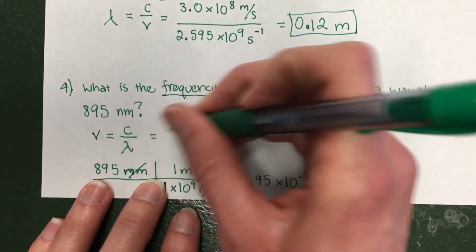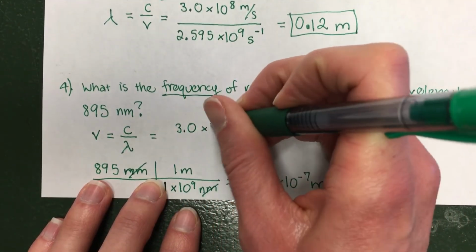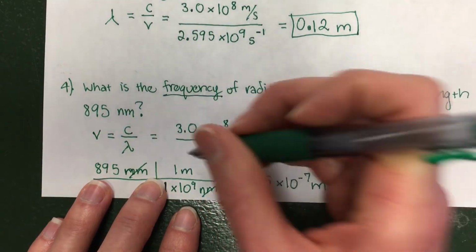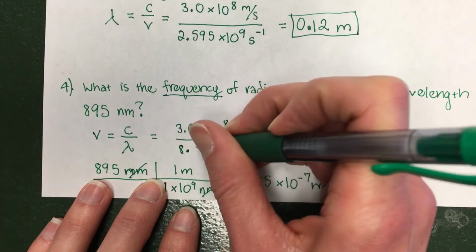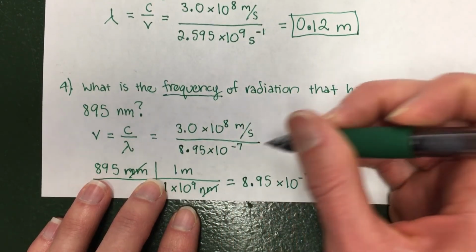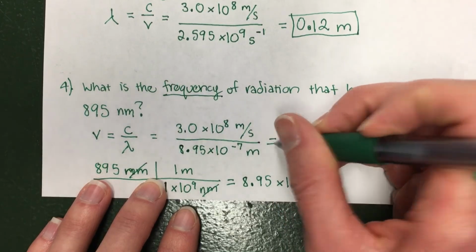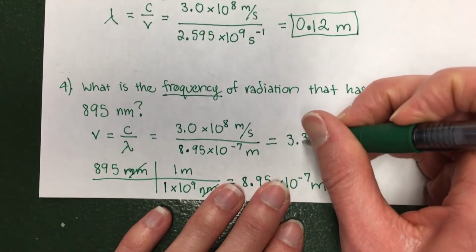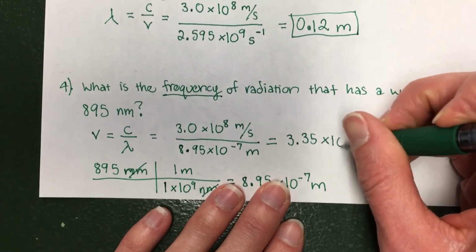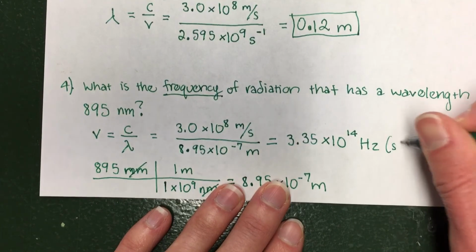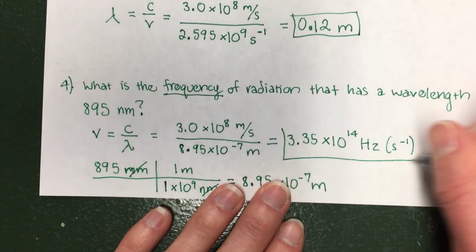So I would do 3.0 times 10 to the 8th meters per second divided by 8.95 times 10 to the -7th meters. And if you do that, you get 3.35 times 10 to the 14th hertz, or seconds to the -1, as your frequency.